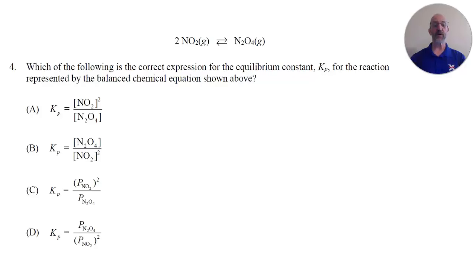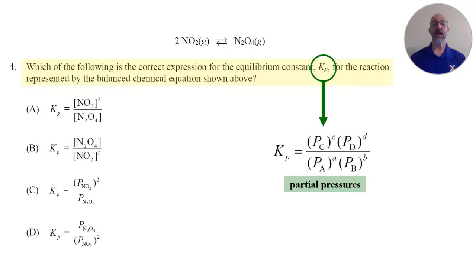All right, now let's move on to the practice for topic 7.3. This is question 4. Question 4 asks, which of the following is the correct expression for the equilibrium constant Kp for the reaction represented by the balanced chemical equation shown above? Now, Kp involves partial pressures, so we can eliminate choices A and B. When we see chemical formulas inside a set of hard brackets, that represents concentrations. But we are looking for partial pressures, so the correct answer is either choice C or D.